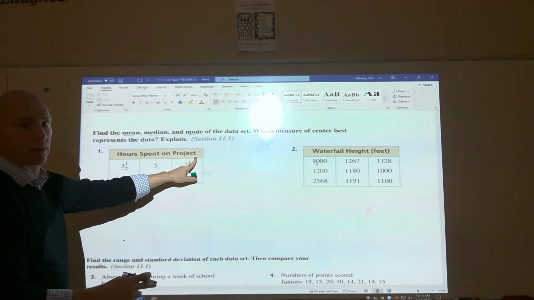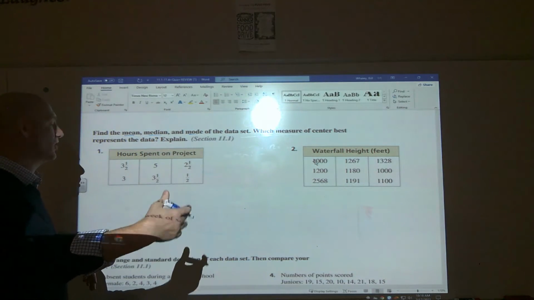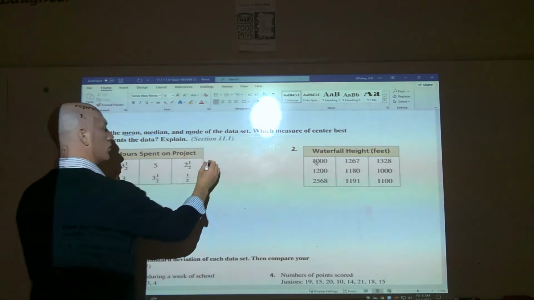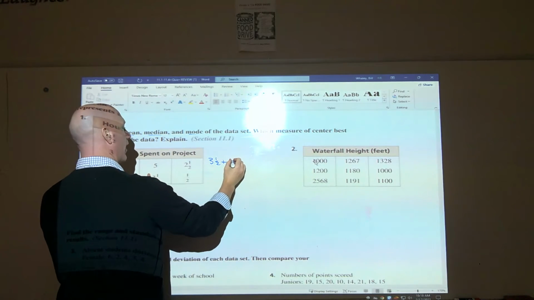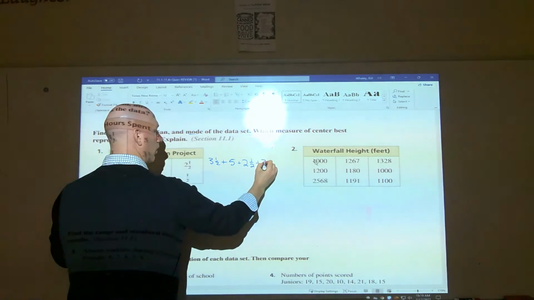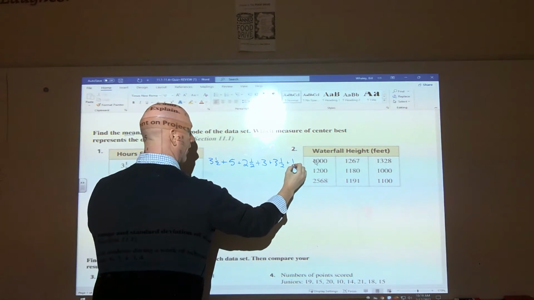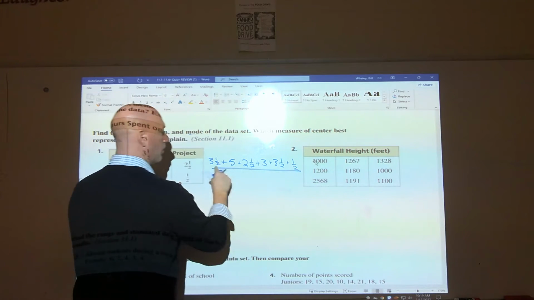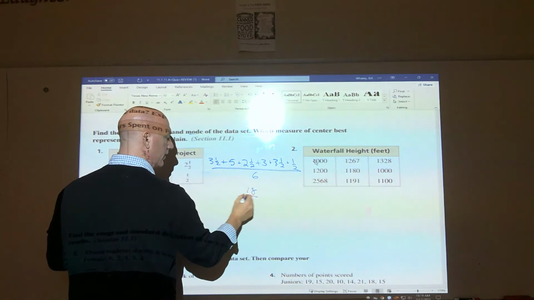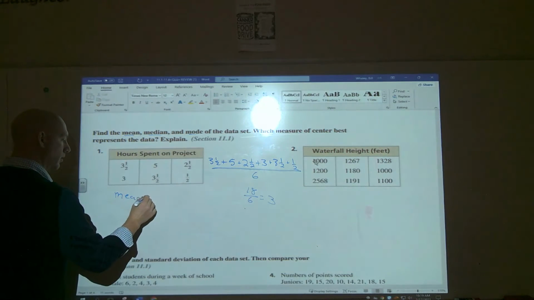So we're looking at hours spent on a project. We're trying to say out of these 6 kids, what's one number that shows how much did each kid work, or hours spent on the project, and one number to represent them. So we take 3.5 plus 5 plus 2.5 plus 3 plus 3.5 plus 1/2. Divide that by 6 because there's 6 numbers. That all adds up to 18 divided by 6. So our mean is 3.